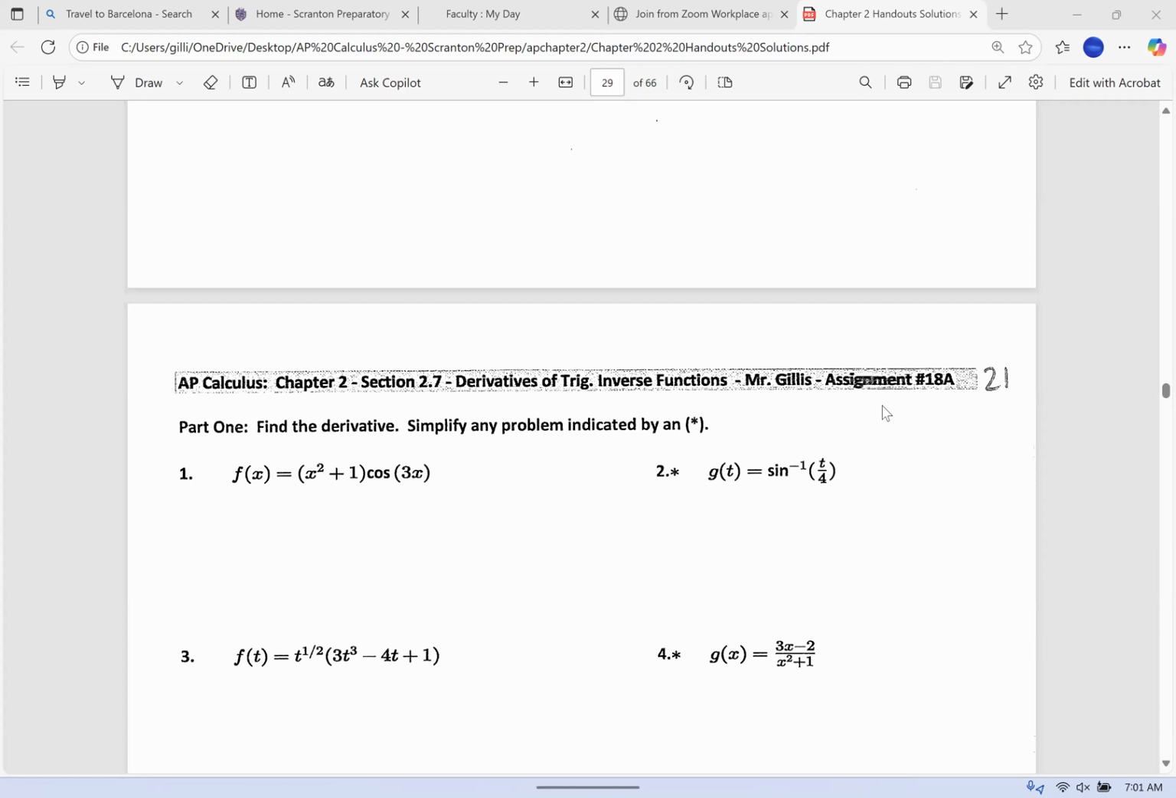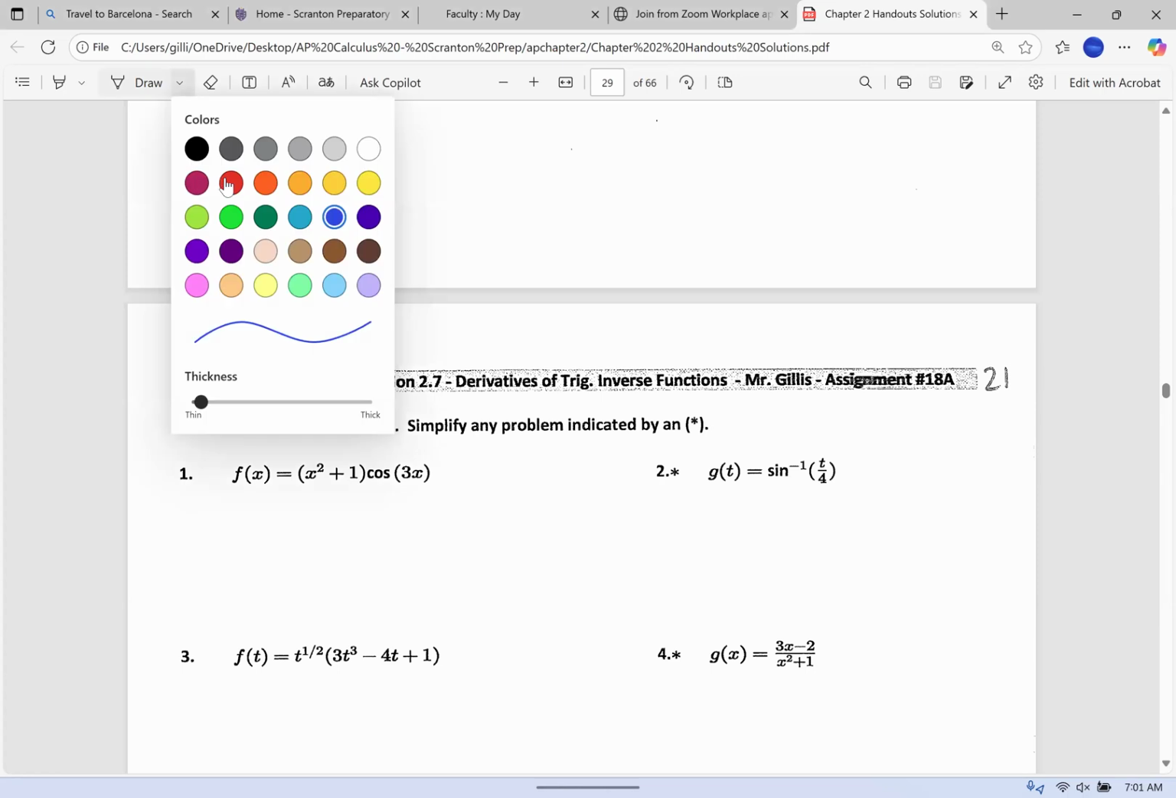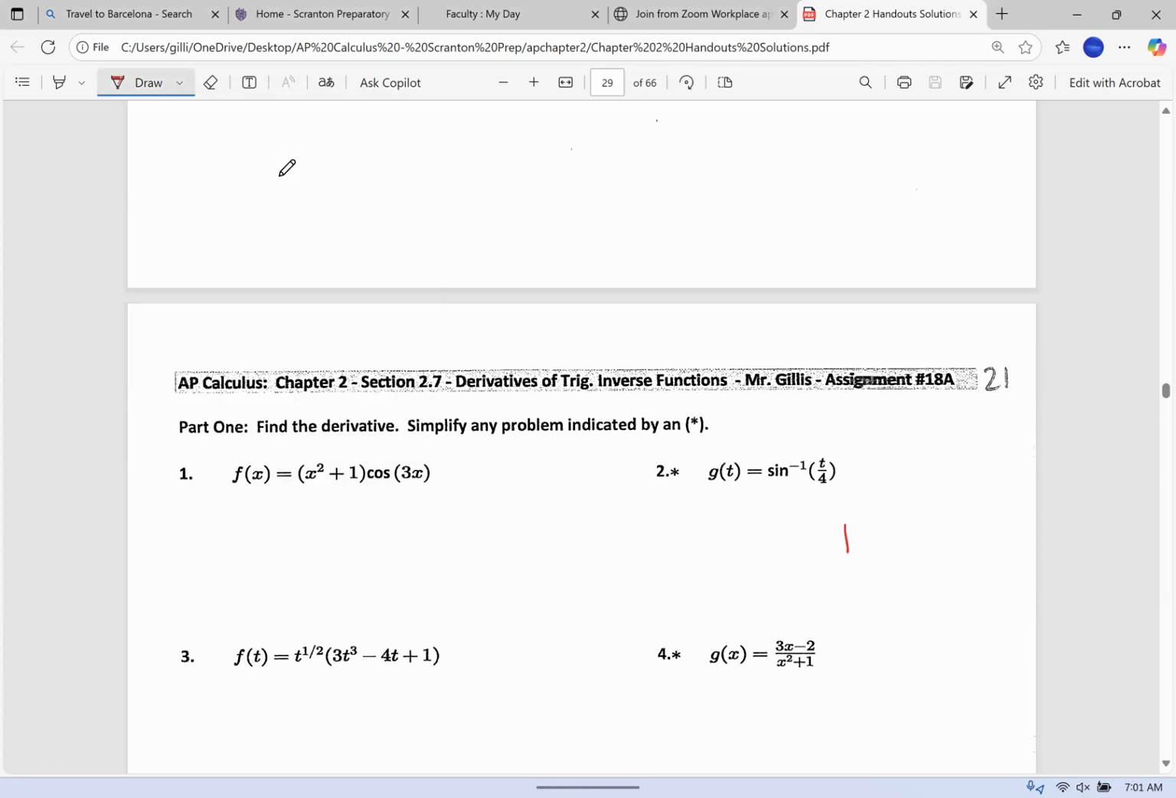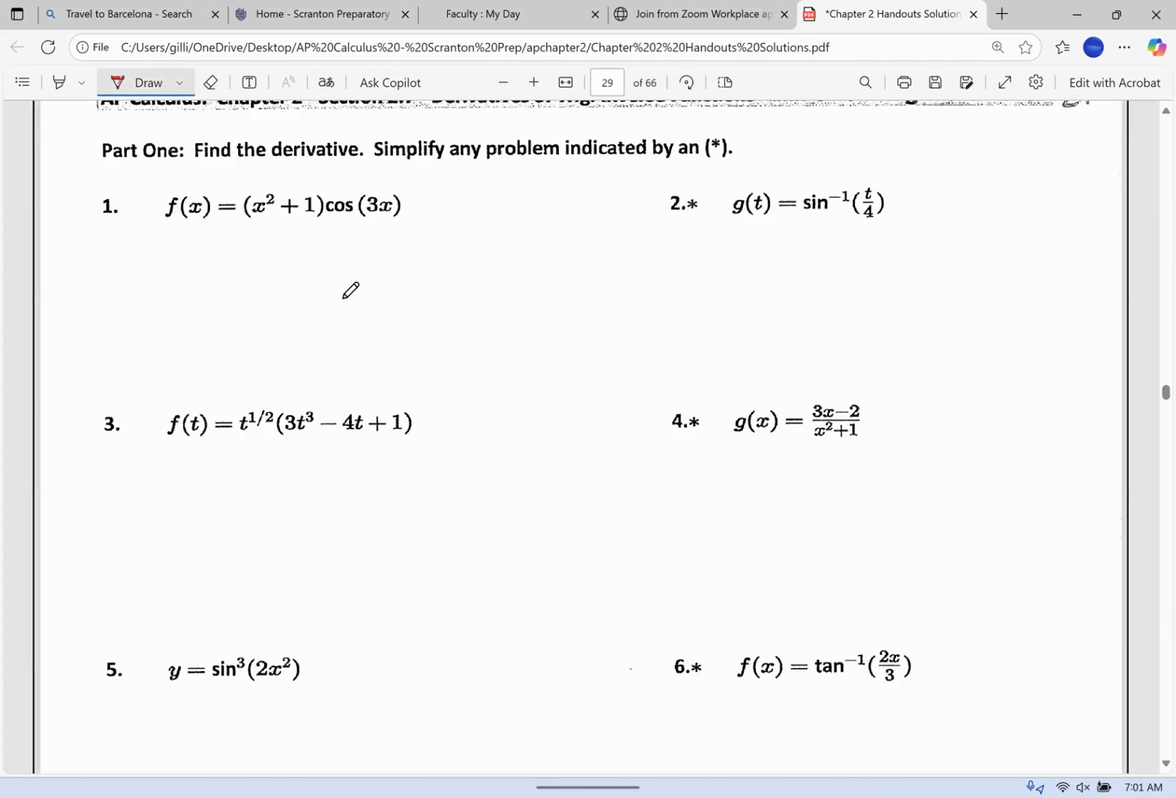So we could see in this first one that we do not have a quotient, but we do have a product, and I'm really not going to use algebra, even though I'm just timesing something by a monomial here. I'm going to do a product rule. So in this first one, this is the first function, and this is the second. So f prime will be the first function, which is x squared plus 1, and the derivative of cosine is negative sine of 3x times 3, plus the second function, which is cosine of 3x, times the derivative of the first, which is 2x.